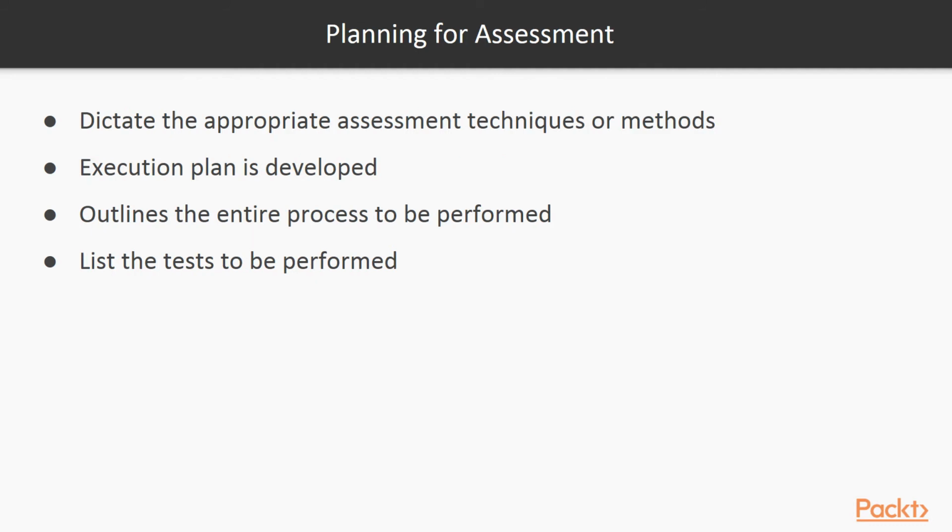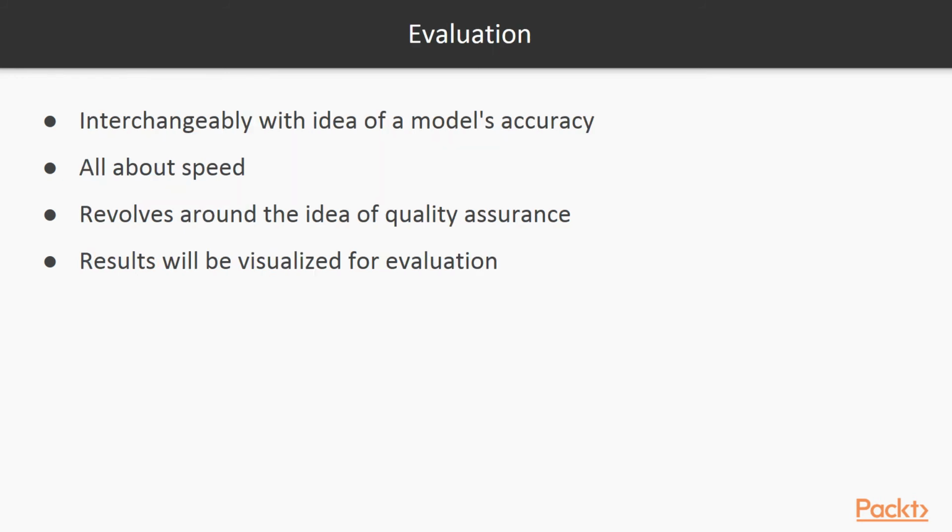Then comes planning for assessment. Just as the type of non-statistical database would determine what tests would be used to perform an assessment, so would the type of statistical model dictate the appropriate assessment techniques or methods a data scientist would use to assess a statistical model. Once you have set the objectives for an assessment and established a baseline, an execution plan is developed. The plan typically outlines the entire process to be performed. The plan will list the tests to be performed, along with the test objectives, baselines to be compared to, and even expected outcomes. Post that comes evaluation.